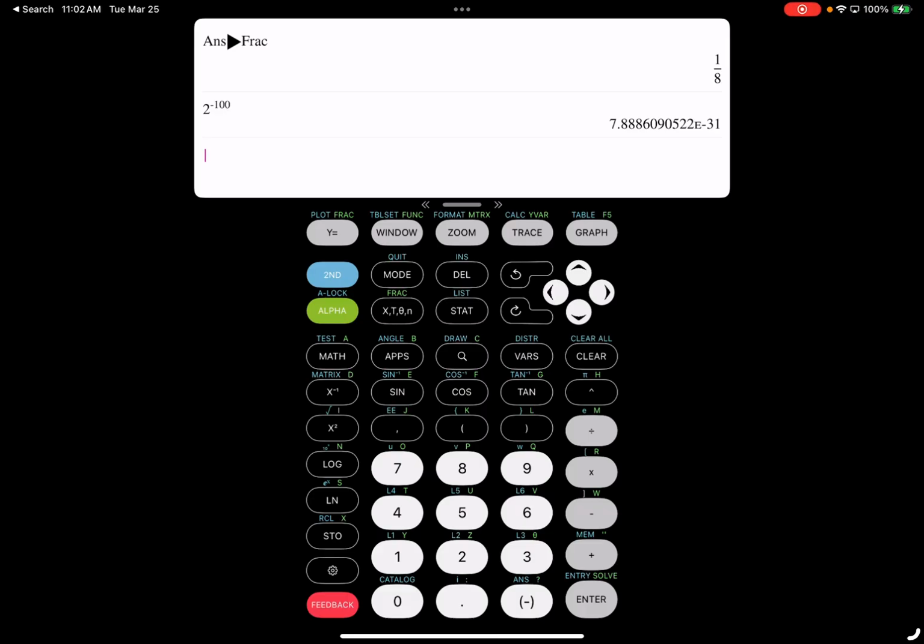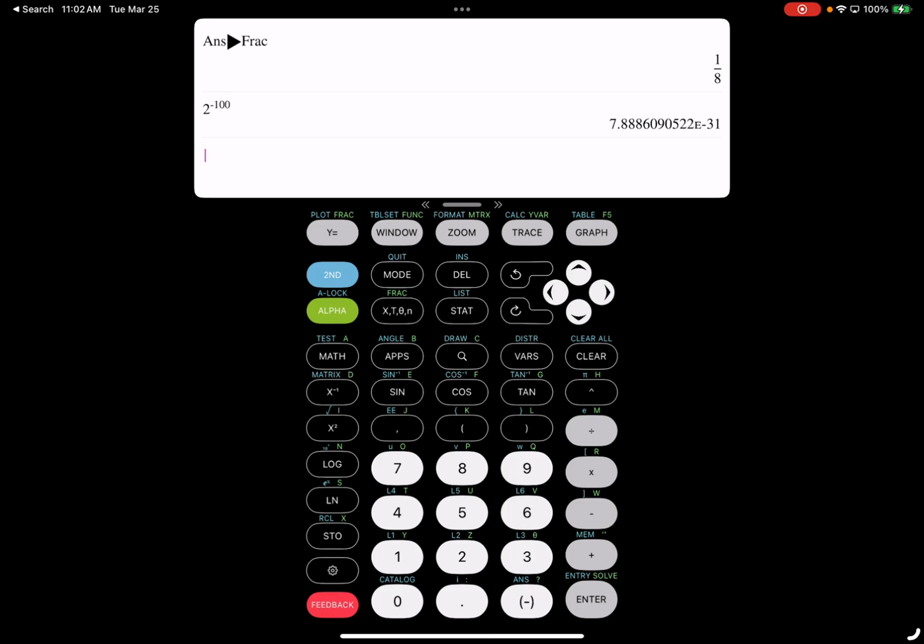It would be 0.0 how many times? 31. Nope, I already moved it once for the 0.7. So 30 zeros, then 7, and then your decimal point. It would literally move over 31 times. So you'd have 0.0 thirty times, and then you would get to the 7, and then 7888, blah, blah, blah. That's an extremely small number.